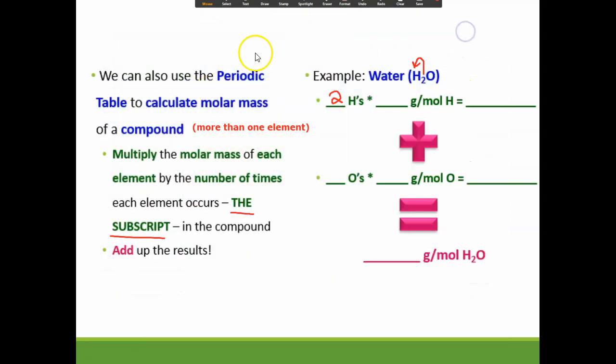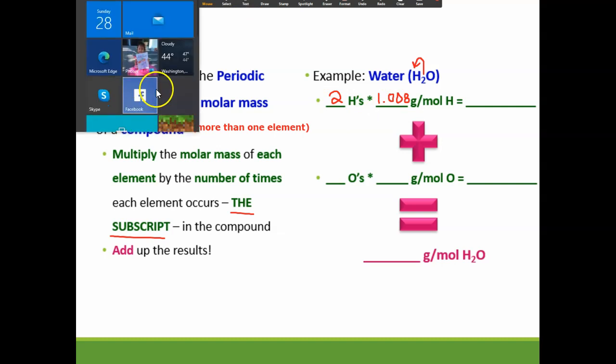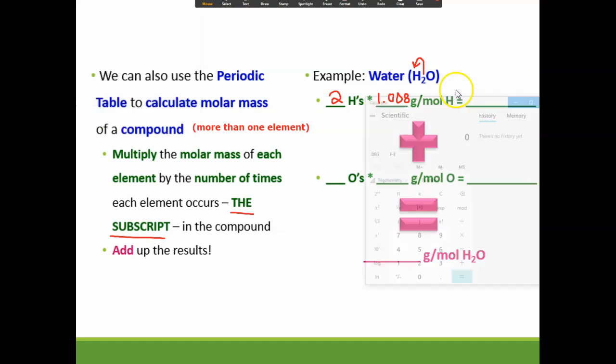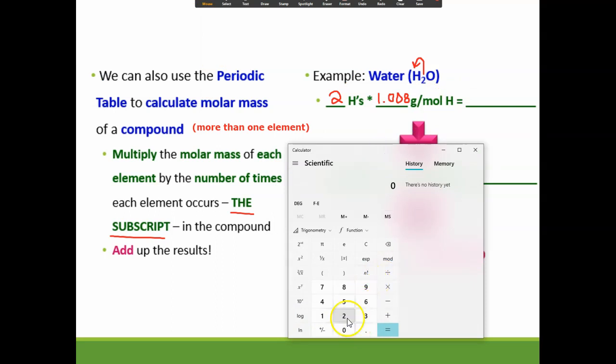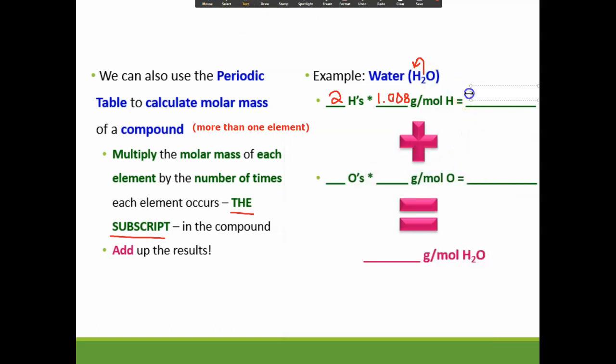1.008. So I'm going to fill in that the molar mass of an individual hydrogen is 1.008. But I actually have 2, so that's why we're multiplying. 2 times 1.008 will give me the actual molar mass, and if I plug that into a calculator, I would get 2.016. So overall, these 2 hydrogens give us a molar mass of 2.016 grams per mole.